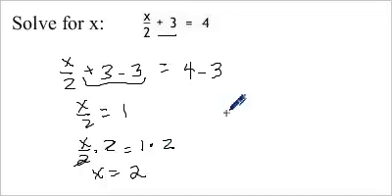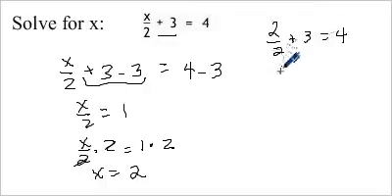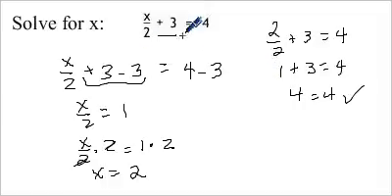I can easily verify that by going back up to my equation, rewriting it. 2 divided by 2 plus 3 equals 4. 1 plus 3 equals 4. Yes, 4 equals 4, so I know that that is the correct solution for this equation. So again, just keep in mind, the first thing we do is we deal with the addition or subtraction and then division multiplication.